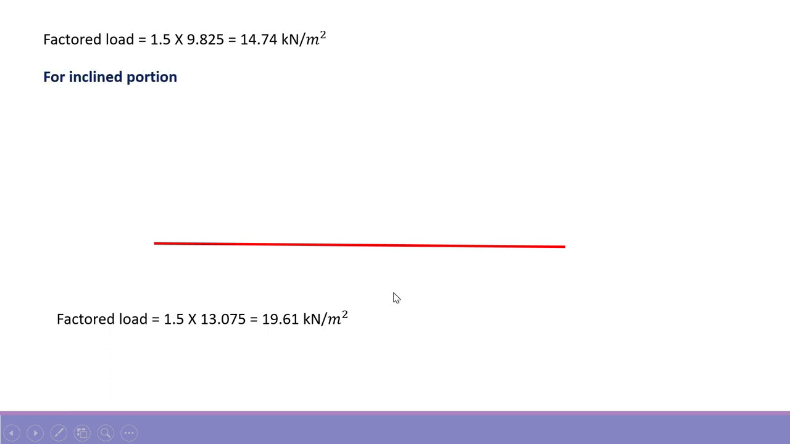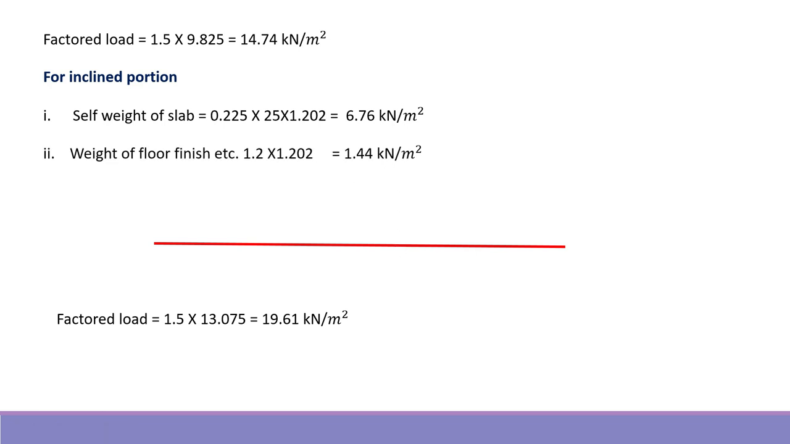Now if we consider the inclined portion, the self weight will be 0.225 into 25 into 1.202, which is coming as 6.76. What is this 1.202? It is the sec theta factor. Weight of the floor finish, again 1.2 into sec theta.